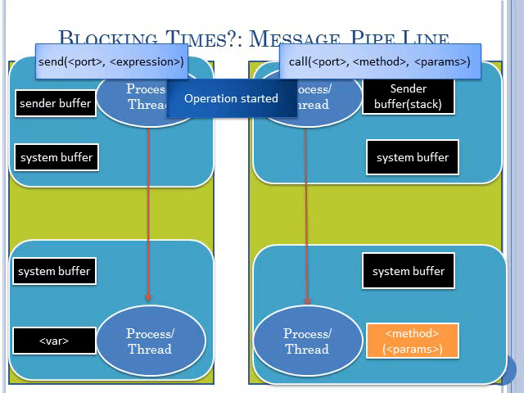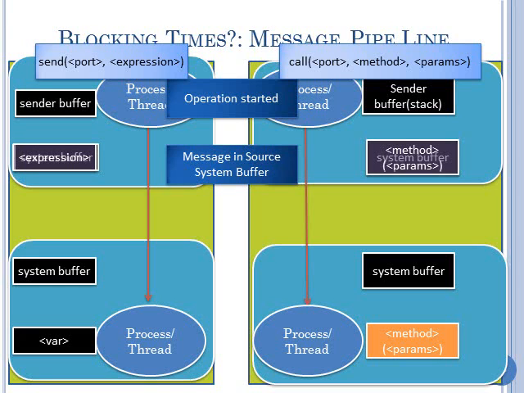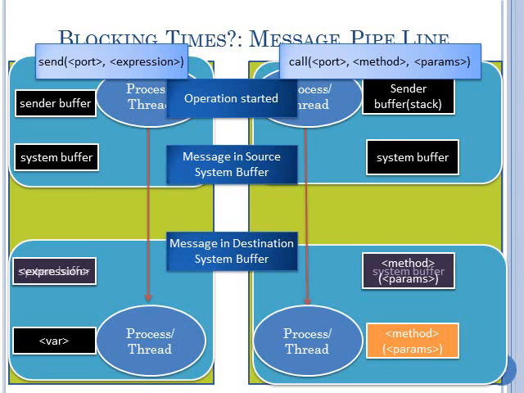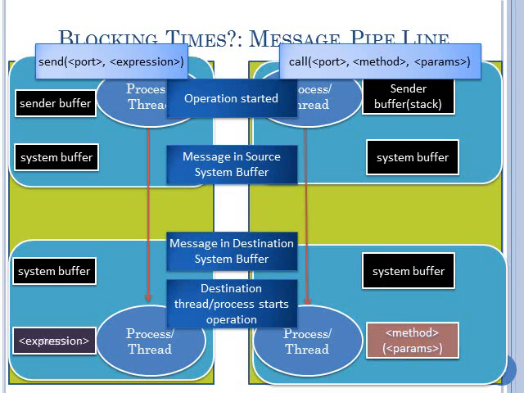So we're looking at the pipeline. The operation starts. Then the message is in the source system buffer, so it goes to your operating system buffer. Then it goes over the network and is buffered in the routers, and that's not our business. Then it goes to the system buffer in the destination computer. And finally it goes to some data structure in the process. Either it goes to a data structure or it causes a method to be invoked with some parameters, so it goes to a stack data structure. These are the phases of a message, and you could block until any of these times. Synchronous operation means you block until either the method is finished or the variable has been assigned the expression. So the question is, why might you want to block earlier than that?